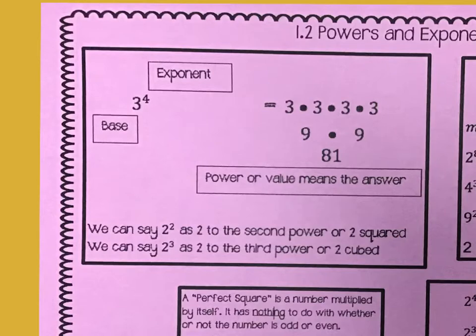So when we have 2 to the 2nd power like this, sometimes we call it squared. And we can say 2 to the 3rd power is 2 cubed. So those are some different ones that you run into. Something to the 2nd power, we call it squared, and something to the 3rd power, we call it cubed.